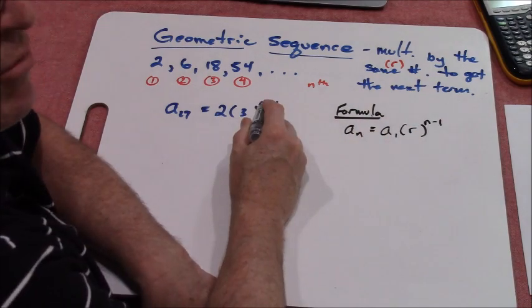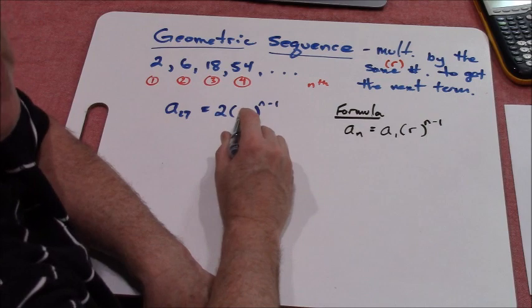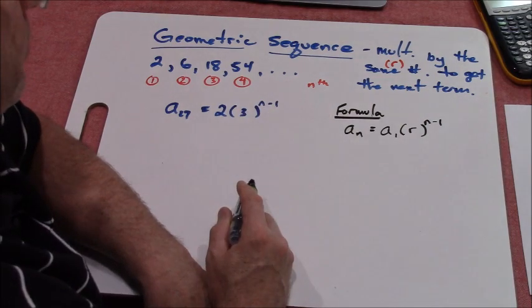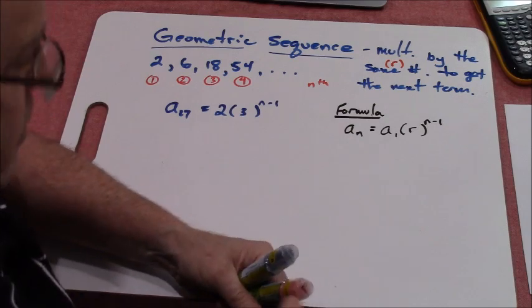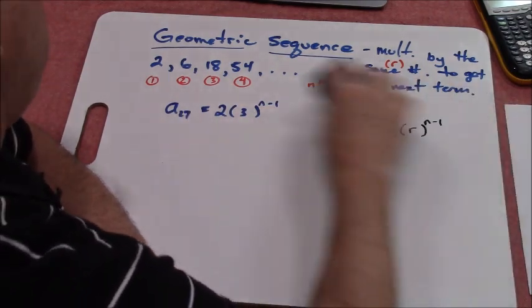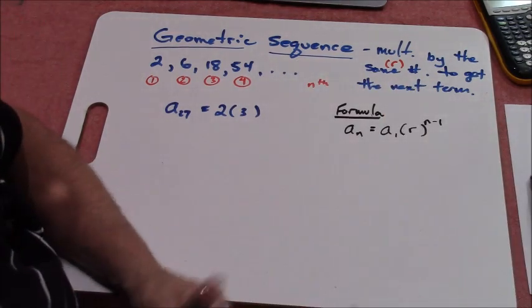Remember, an exponent just means you're multiplying by this number over and over again. How many times do you want to do it? Well, one less than the term we're looking for. So in this case, since n is 27, we really want this to be 26.